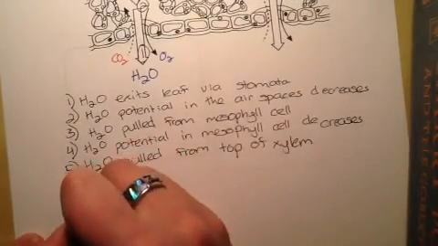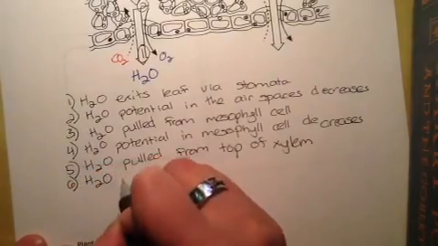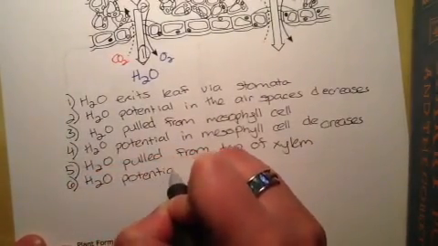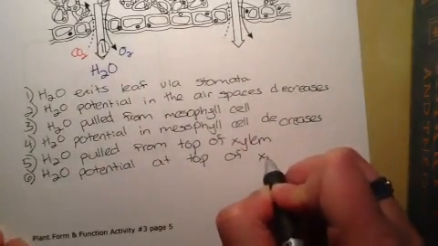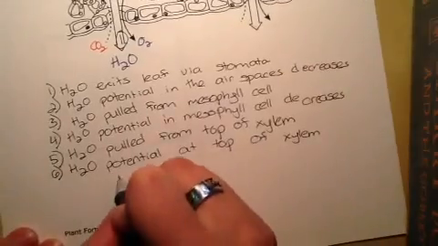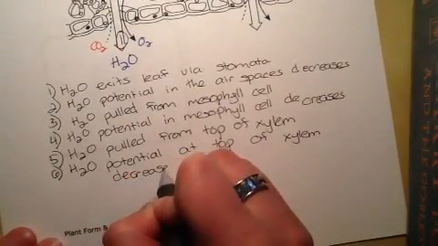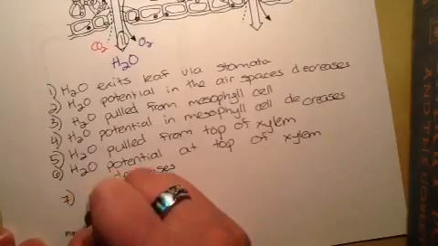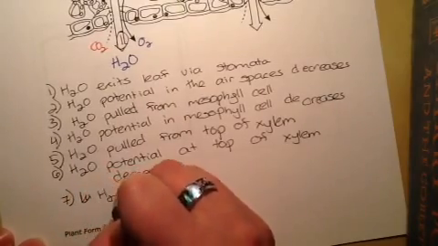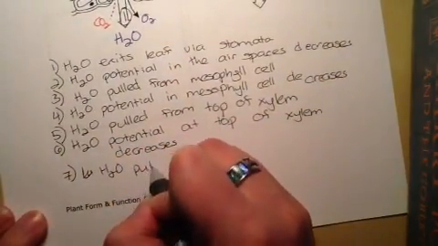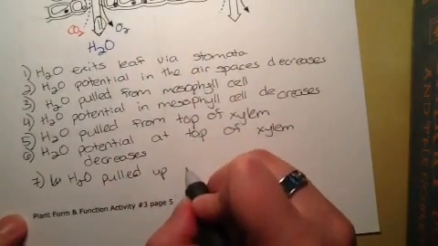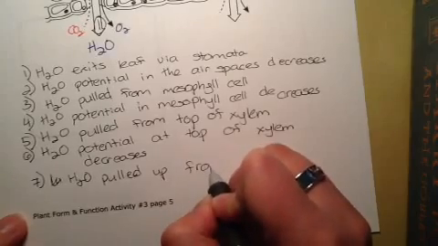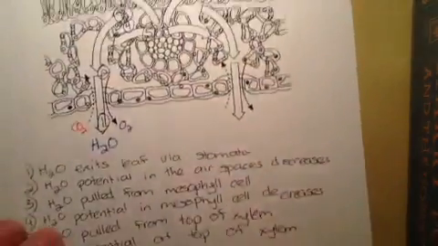And that's actually what's going to happen next. 6 and 7 you're not going to be able to see on here. The water potential at the top of the xylem will decrease, and so then water will be pulled up from the roots, using cohesion and adhesion to get water to stick together. So water's just going from one area to the next to the next.